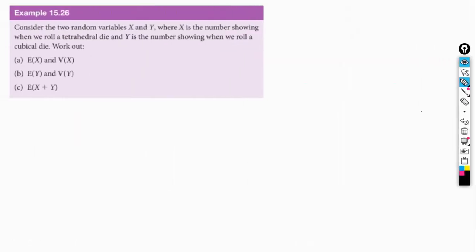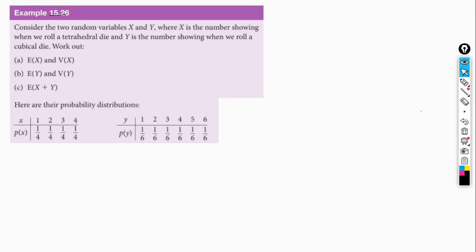So next we have example 15.26, and it says, consider the two random variables x and y, where x is the number showing when we roll a tetrahedral die and y is the number showing when we roll a cubical die. Work out a, the expected value of x and the variance of x, b, the expected value of y and the variance of y, and c, the expected value of x plus y.